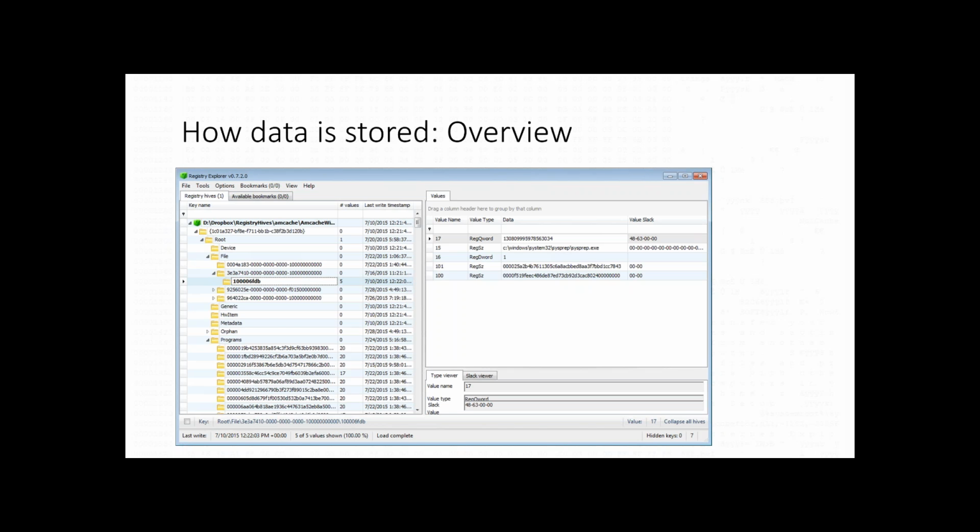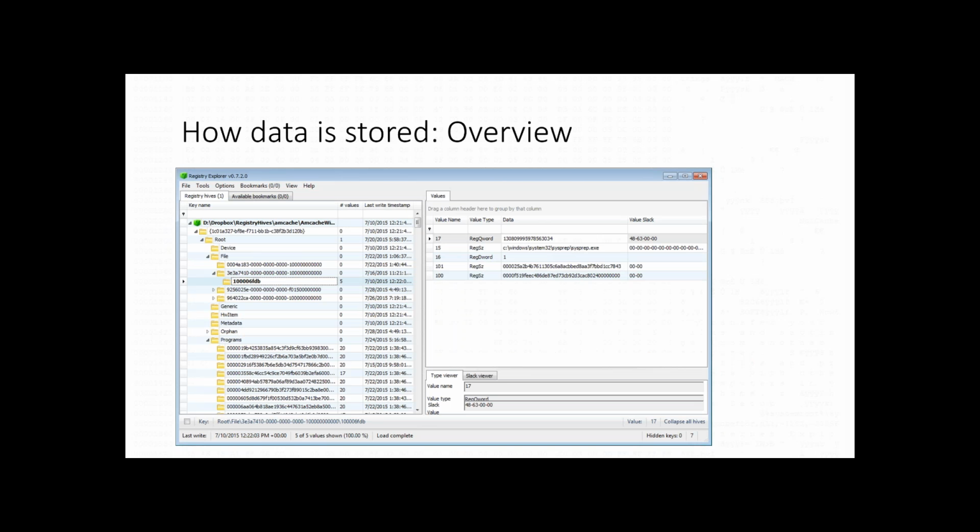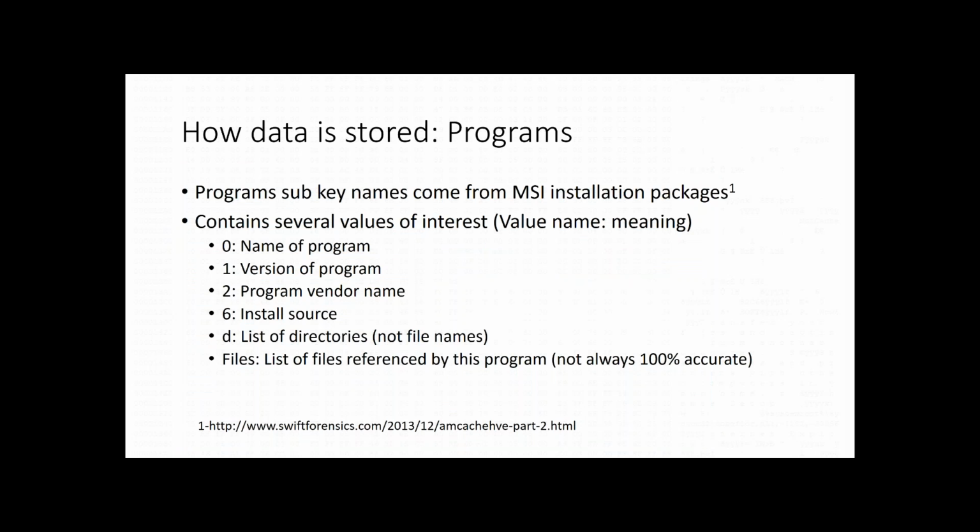There's two primary things that we want to talk about, two primary sections. Even though, if I go back one second, you can see we have a root key, and then we have a device subkey, a file subkey, generic, HW item, metadata, and so forth. We are primarily interested in the file key and the programs key. That is where the bulk of our information is going to come from. So we're first going to speak to the programs keys and then the values that are inside of those.